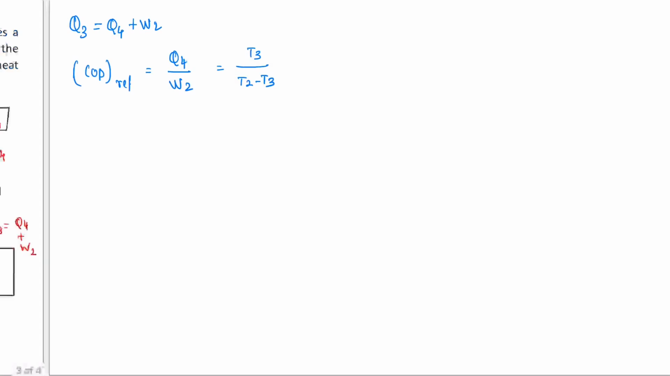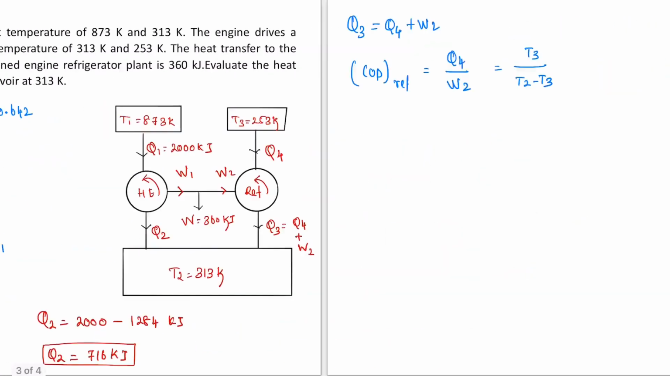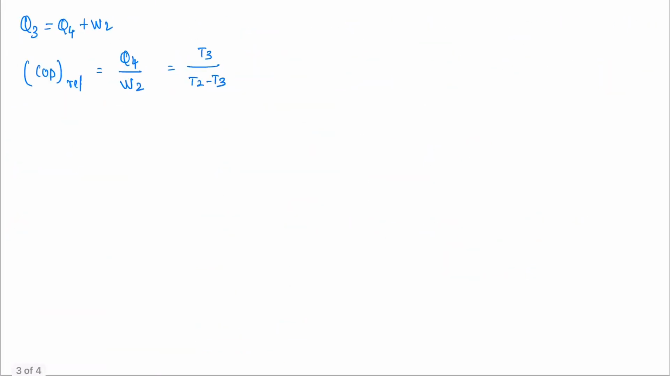T3 is the desired effect. That is, you have to receive a certain amount of heat from this temperature reservoir and give it to a higher temperature reservoir of T2. Therefore, you are writing T3 divided by T2 minus T3. This T3 is the desired effect and T2 minus T3 is the work done.